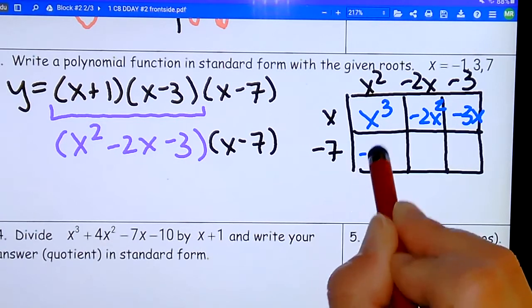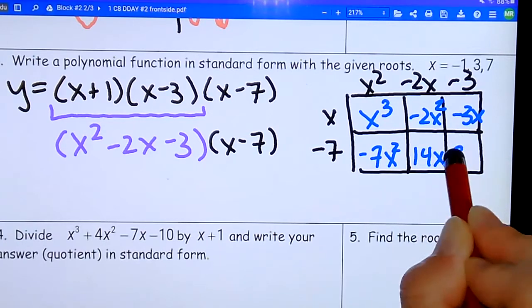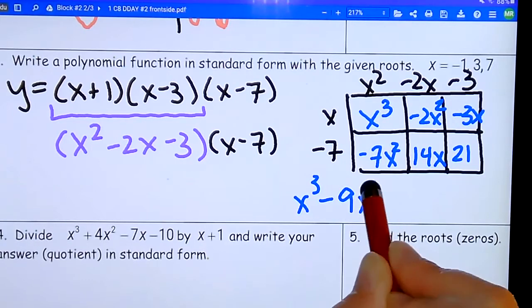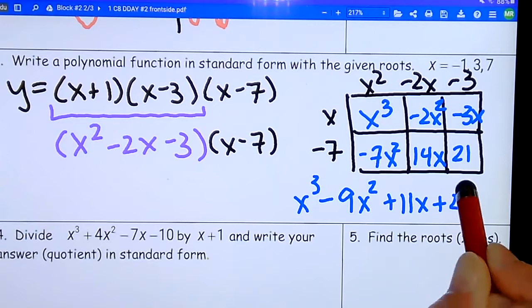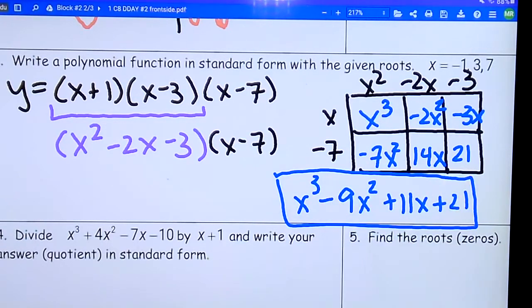I'll just rewrite it. So -7x squared, 14x, 21. So x cubed minus 9x squared plus 11x plus 21. And that is our answer.